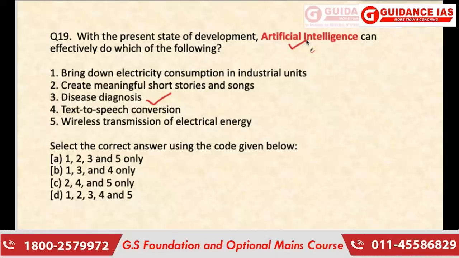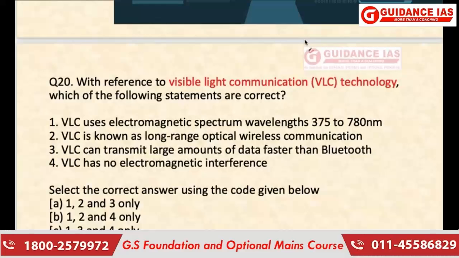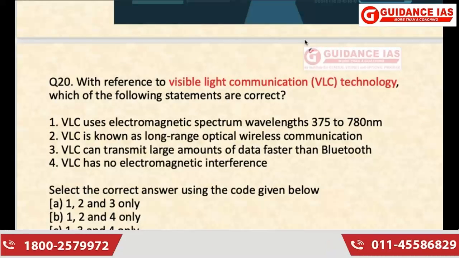And like I've told you, in such type of question जहाँ पर futuristic technology is present, there are high chances that mostly all of the options would be correct. Alright, so D is the right answer for this particular question. Moving ahead with the next question, question number 20. With reference to the visible light communication technology, which of the following statements is correct?